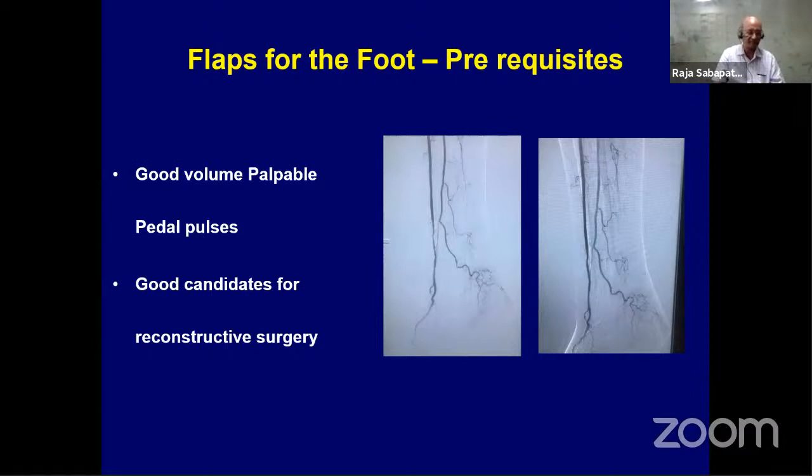The prerequisite for doing any reconstructive surgery is that you need to have blood supply. Without blood supply, we can't do it. The plastic surgeon is totally helpless. So suppose you find that there is no blood supply, no pulses, that means you have to seek the help of a vascular surgeon to first revascularize the foot.